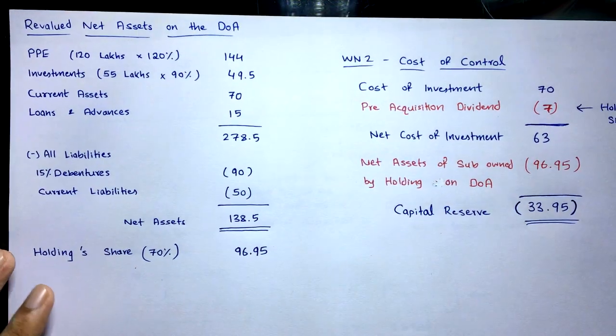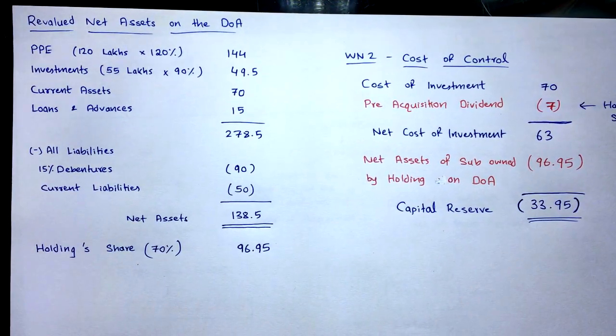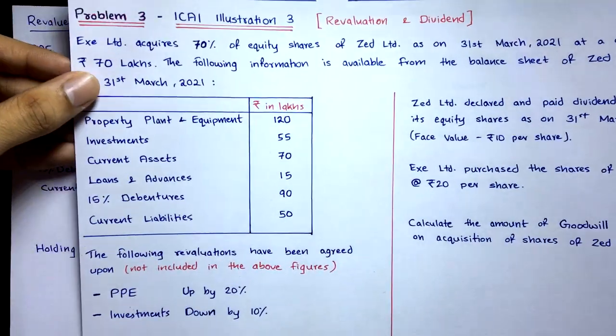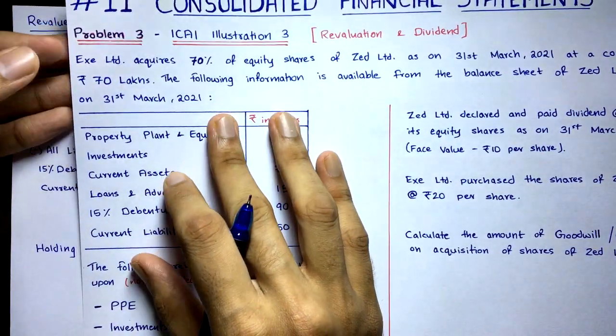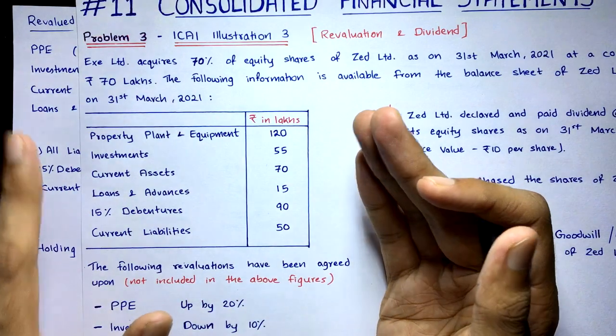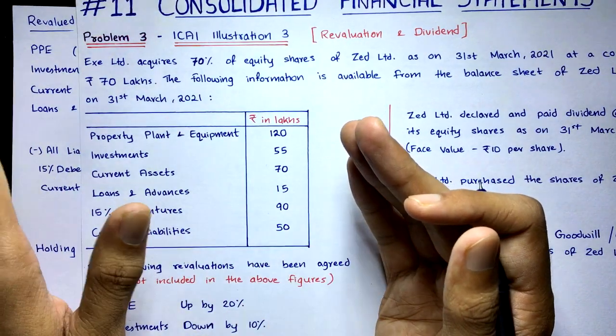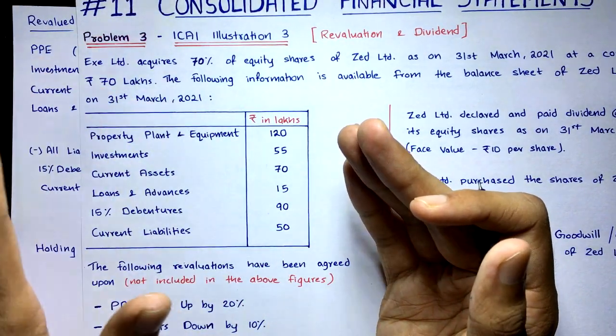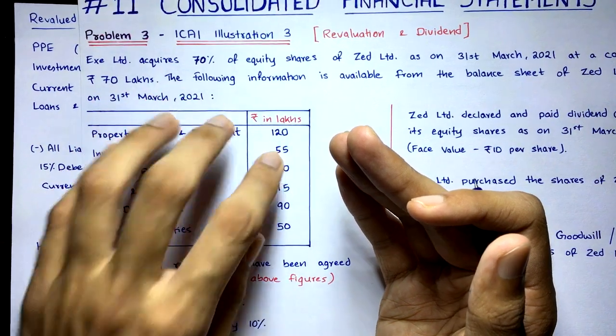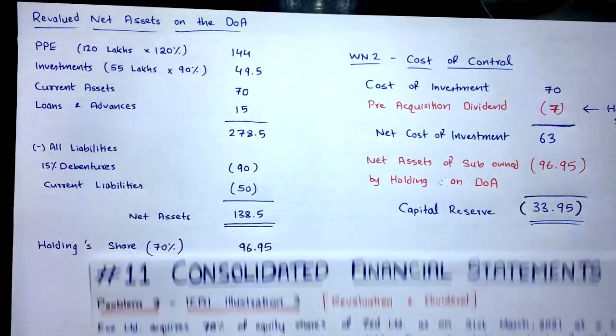But in this question, see here, we had to calculate net assets of subsidiary owned by the parent through the asset minus liability approach, because nothing regarding equity is given in this question, so we cannot use the equity approach. We have to use the asset minus liability approach. I told you it's very simple.